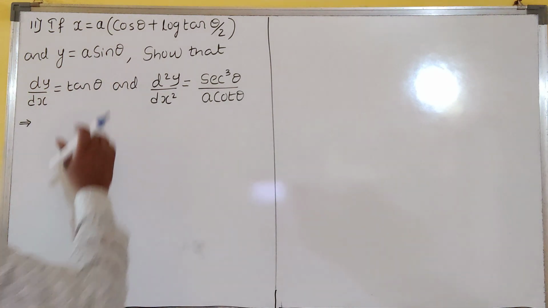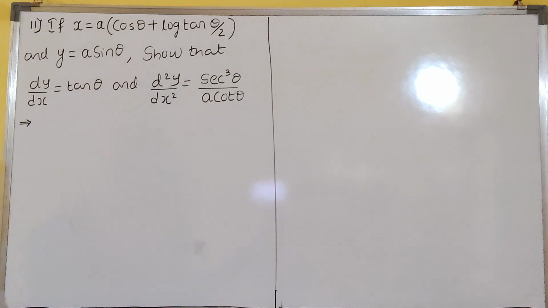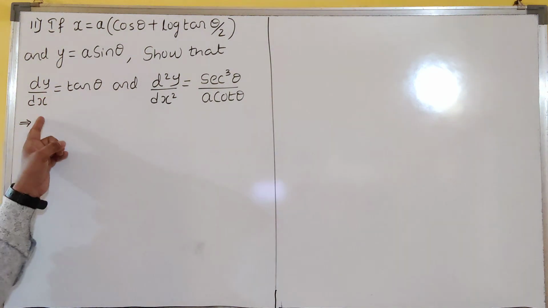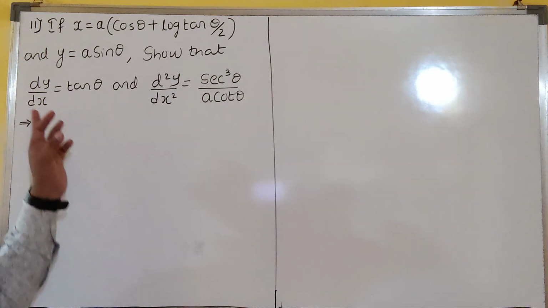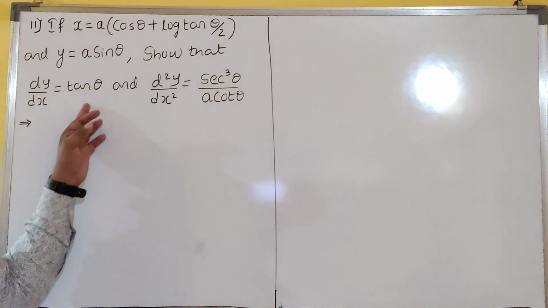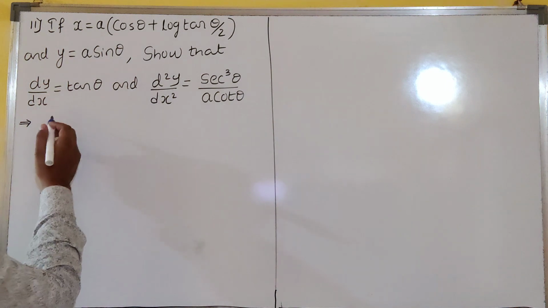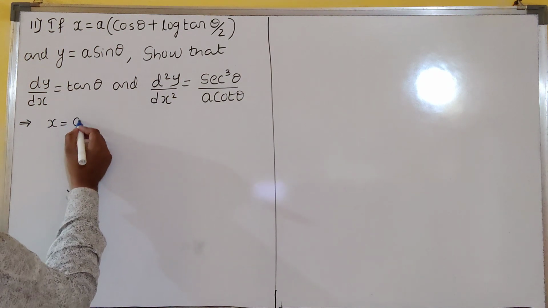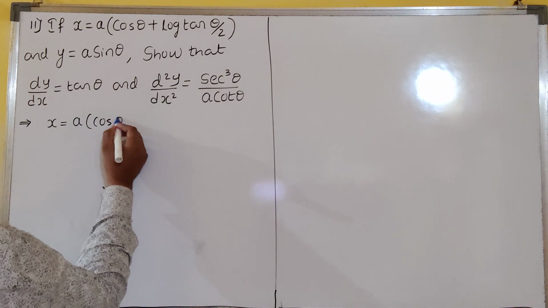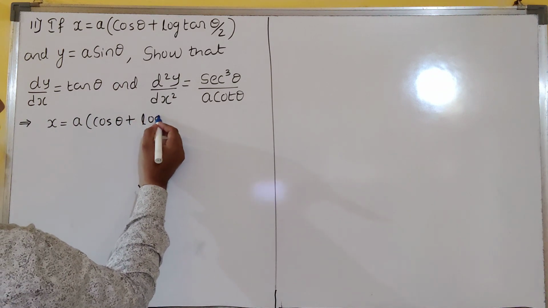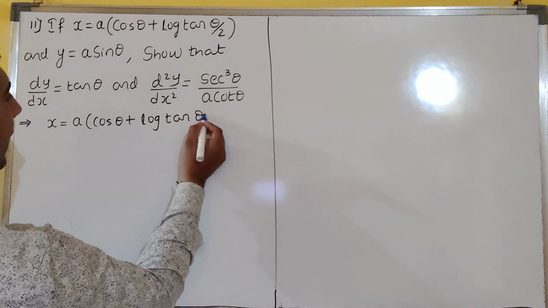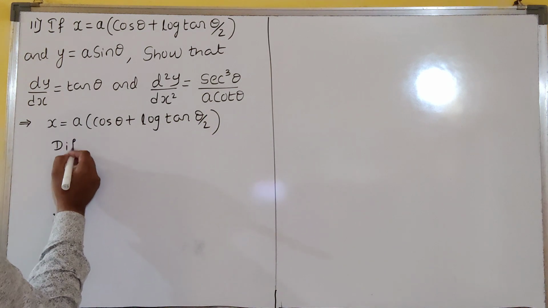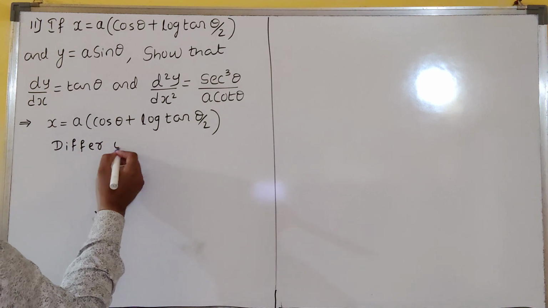How to solve? You see, first we have to find dx by d theta, then we have to find dy by d theta, then we will get dy by dx is equal to tan theta. How to show dy by dx is equal to tan theta? You see here. So first you write given, x is what? x is equal to a into cos theta plus log of tan theta by 2, dear students. Very simple question. Now you have to differentiate with respect to theta, dear students.